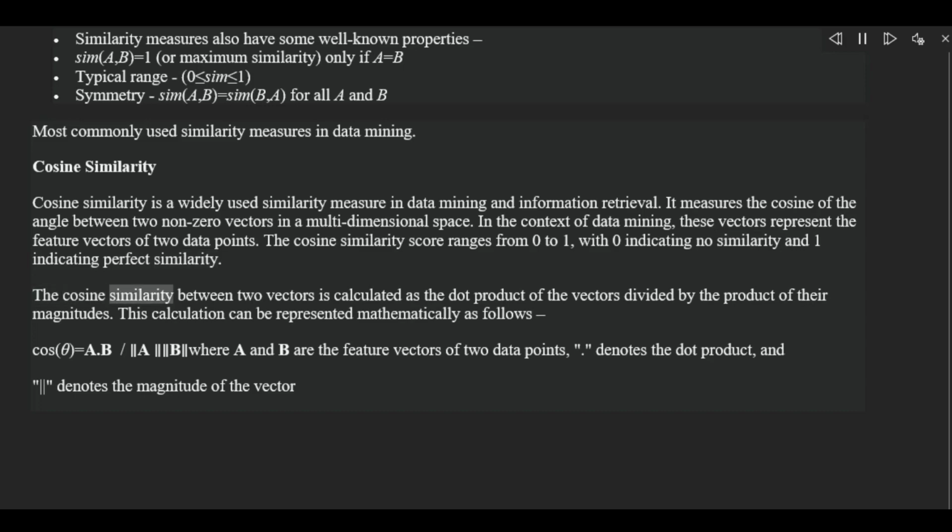The cosine similarity between two vectors is calculated as the dot product of the vectors divided by the product of their magnitudes. This calculation can be represented mathematically as follows. cos θ equals A · B divided by ||A|| ||B||, where A and B are the feature vectors of two data points, dot denotes the dot product, and ||A|| denotes the magnitude of the vector.